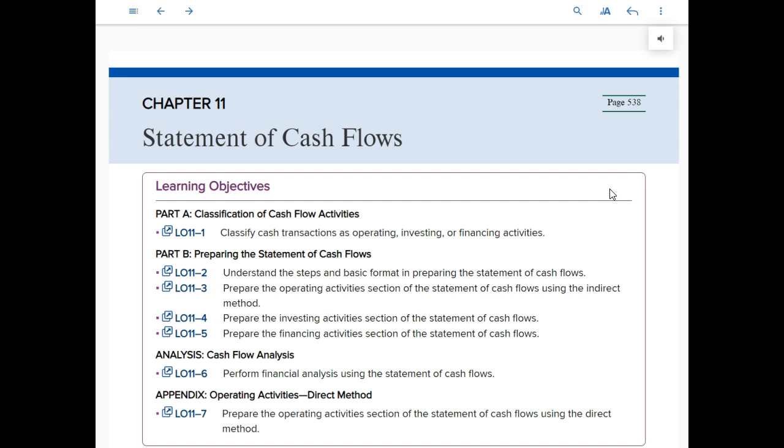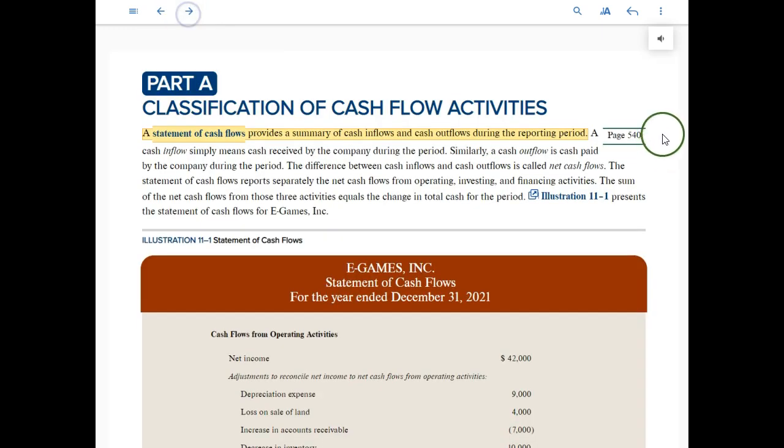So this statement shows you a lot. It shows you really everything about your cash flow. It's a very difficult statement to prepare, and we're going to go through it step by step to learn how to prepare it. But this is a very valuable statement for any business. So let's get started. Next page.